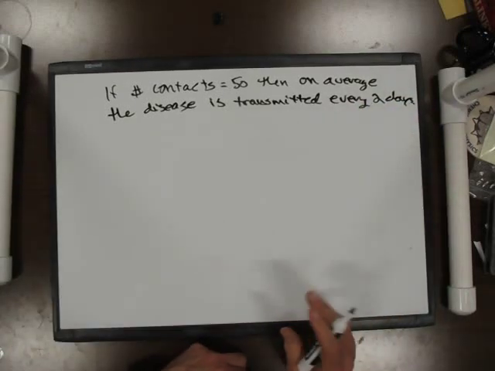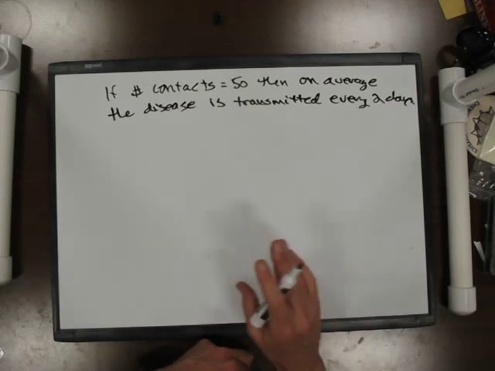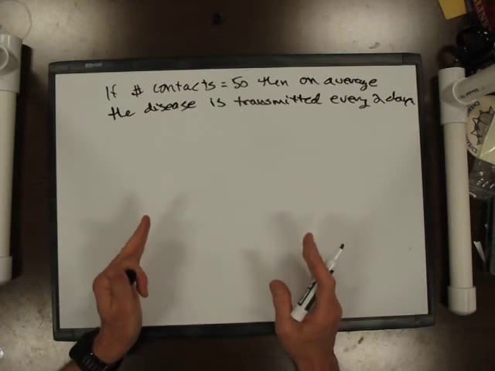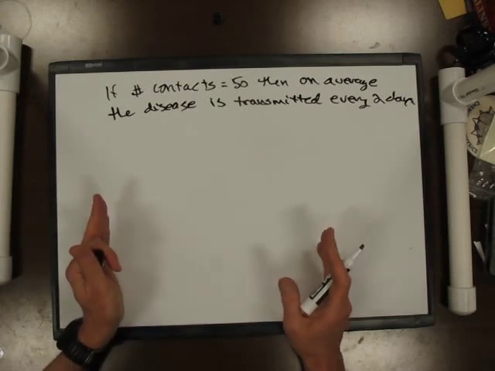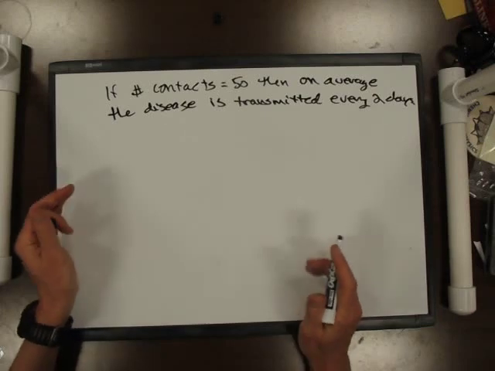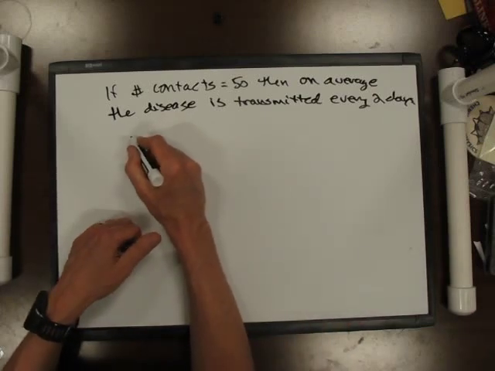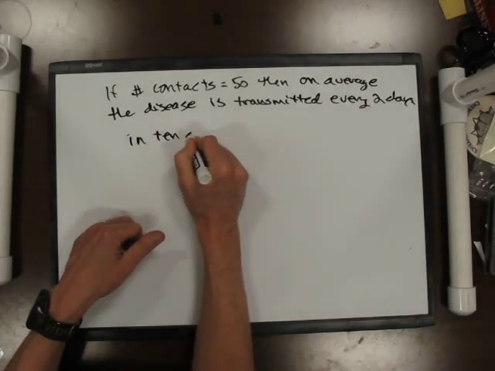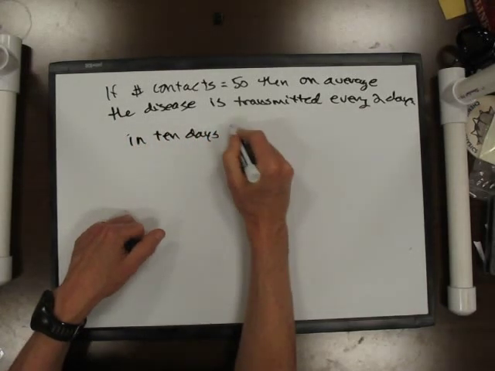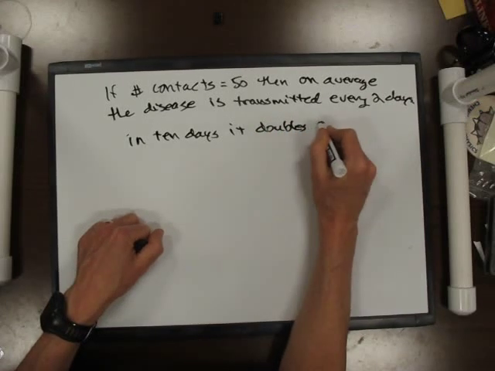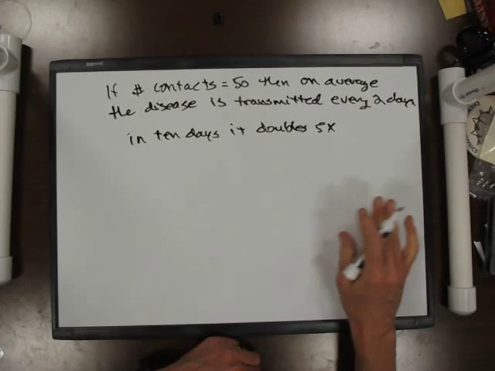So if the number of contacts is 50 and the rate of infection is 1%, I've got to contact about 100 people before I transmit the disease. And so on average, it's going to take 2 days for me to get a contact. And so in 10 days, it doubles 5 times, right? Because it doubles every 2 days now.